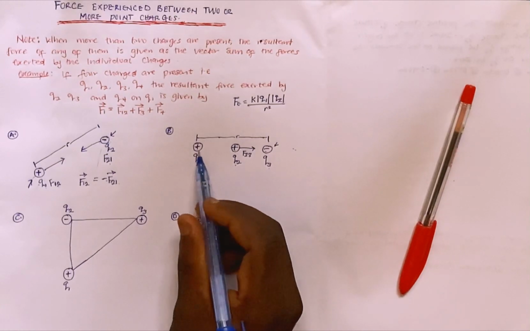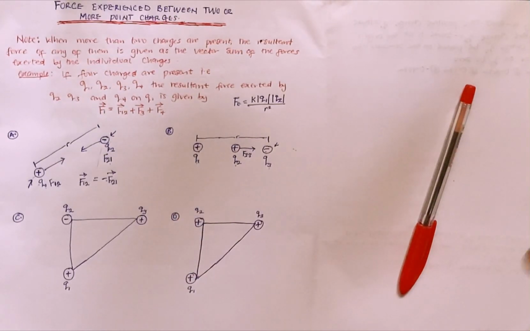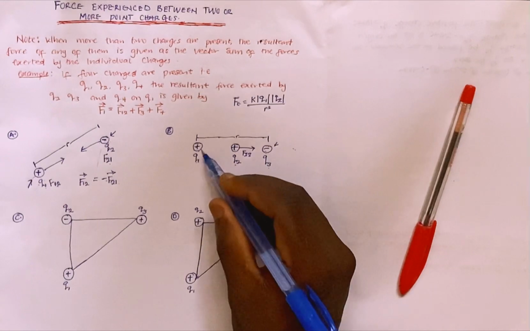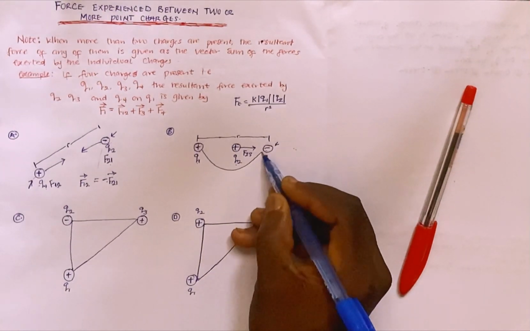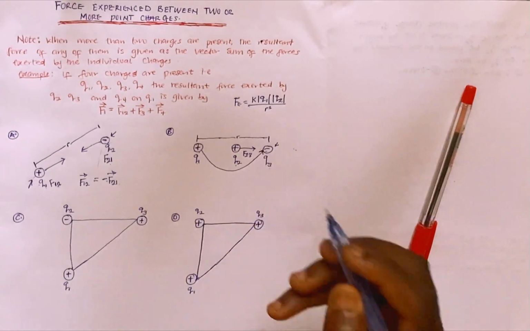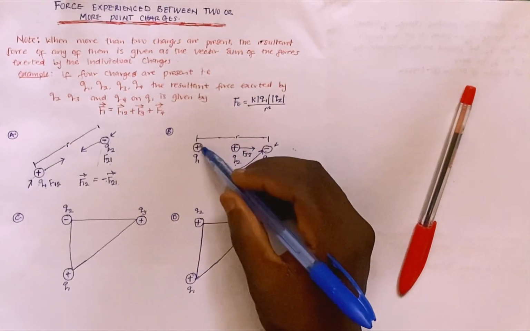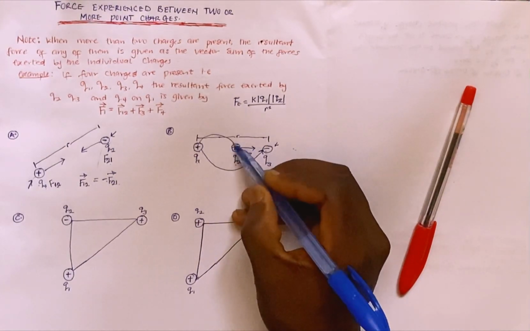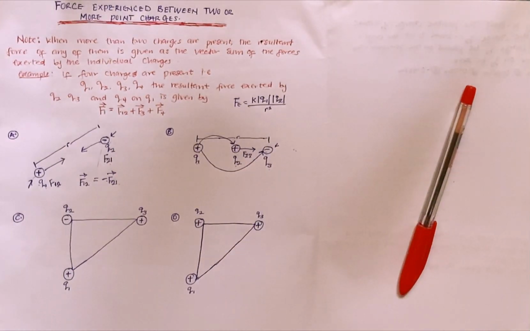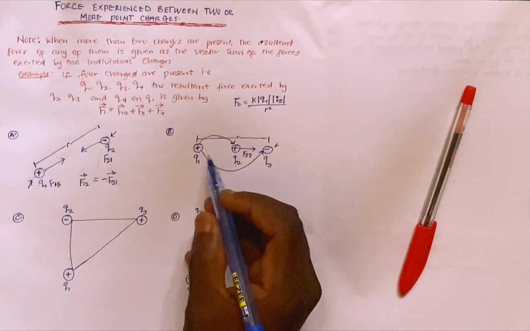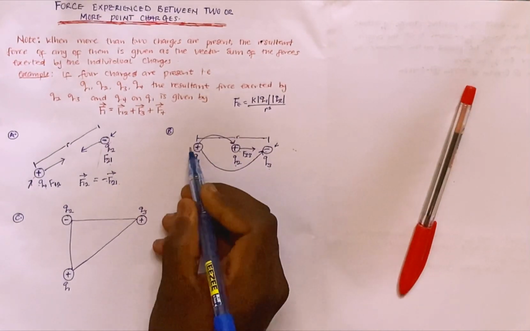And this charge Q1 is going to experience two types of force. The first one is the force coming from this charge Q3, which is an attractive force. The second one is the force coming from this charge Q2, which is a repulsive force. You understand it now? So this will try to repel this and move towards this side.